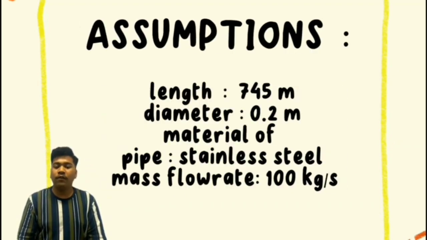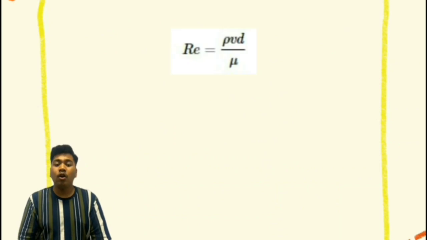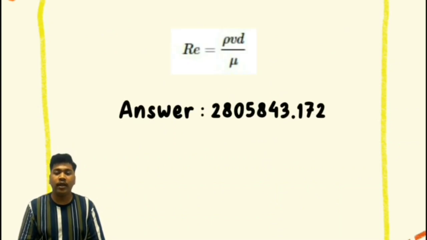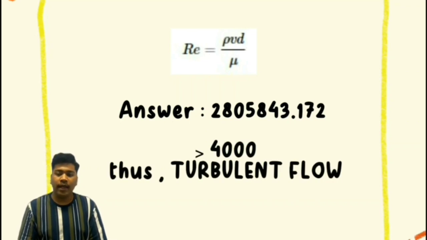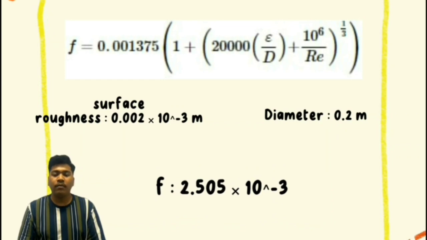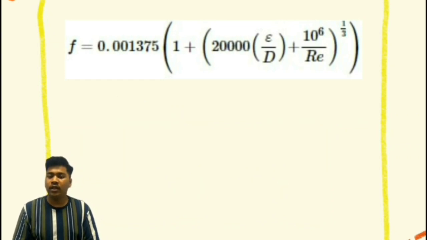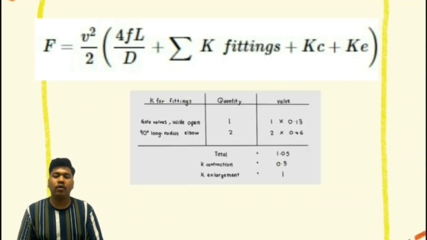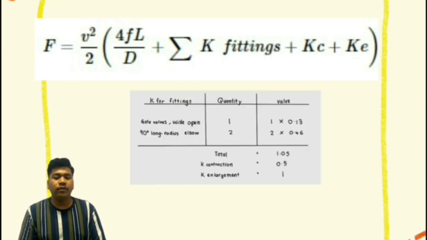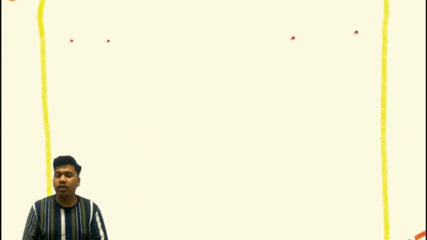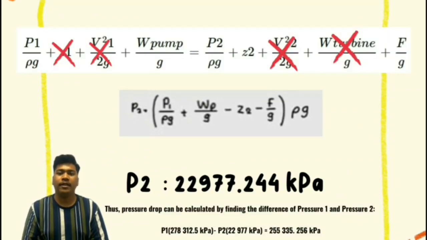First, we use the formula of Reynolds number to get the type of flow, which is 2805843.172, a turbulent flow. Then, we calculate the friction factor, which is 2.505 multiplied by 10 to the power of negative 3, and our friction loss is 322.354. For the pump power, we use the formula here, and finally, we use the energy equation to calculate the pressure drop at this pipeline.